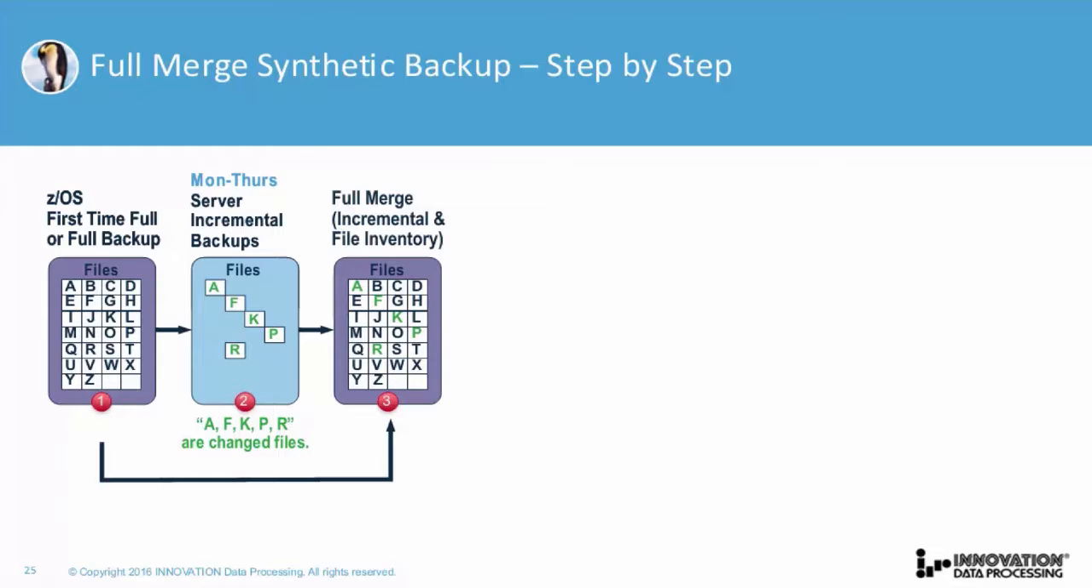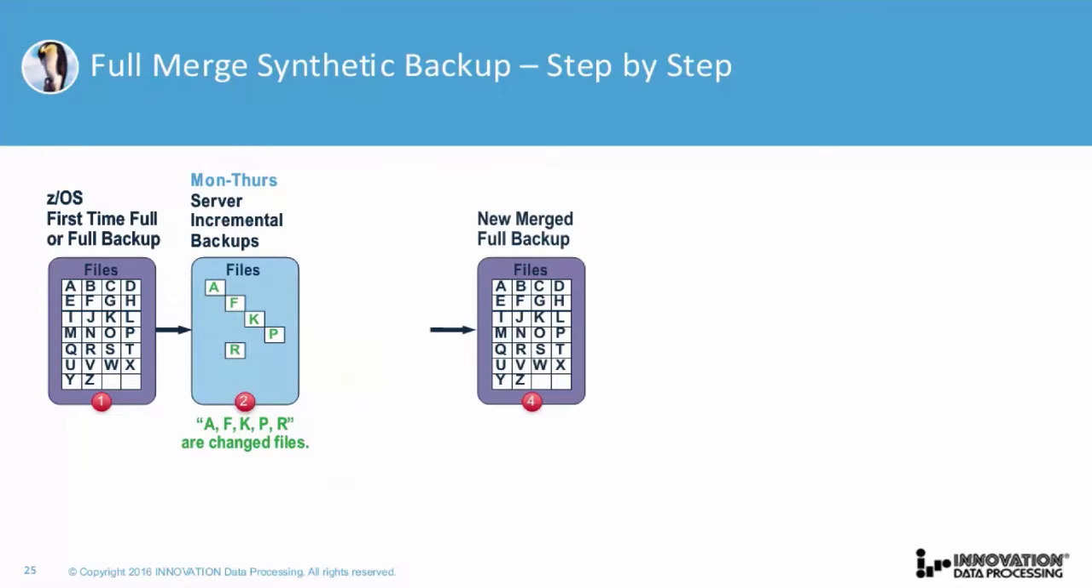Server files changed since the last incremental backup are copied onto this full backup data set. You can think of this as collecting today's incremental data. These files are colored green in the diagram. Step number 4, the remaining server files are copied from the prior backup onto this full merge backup.